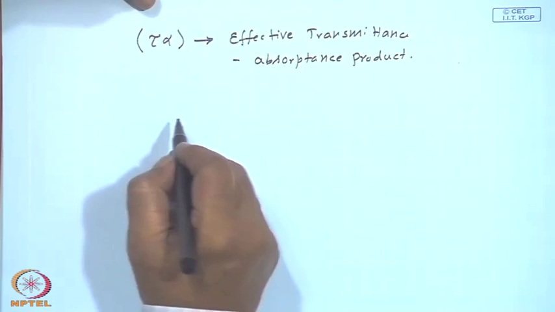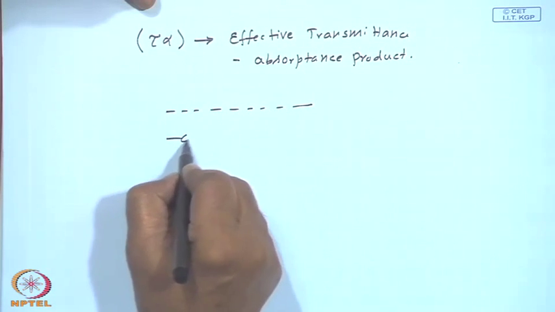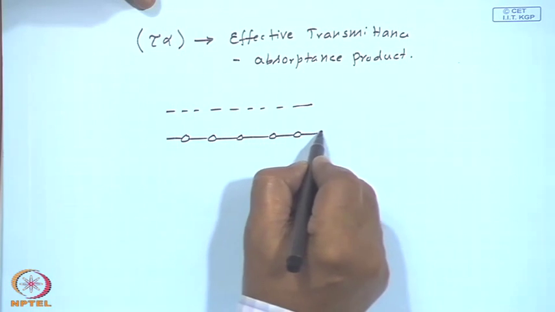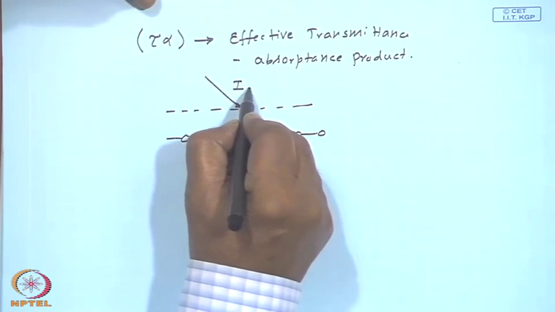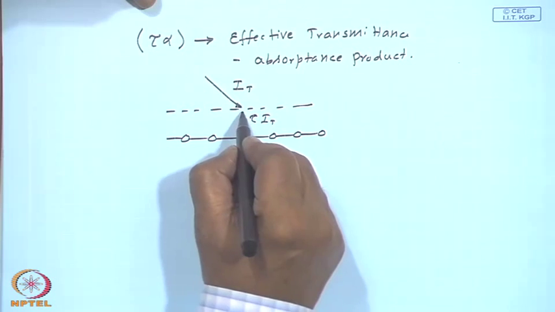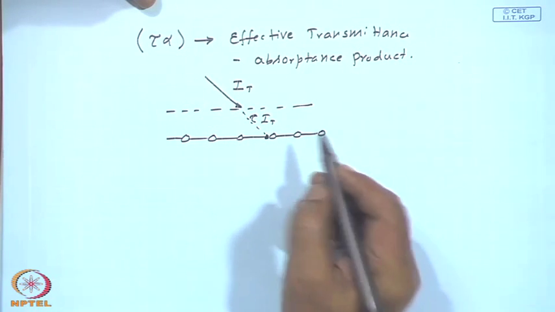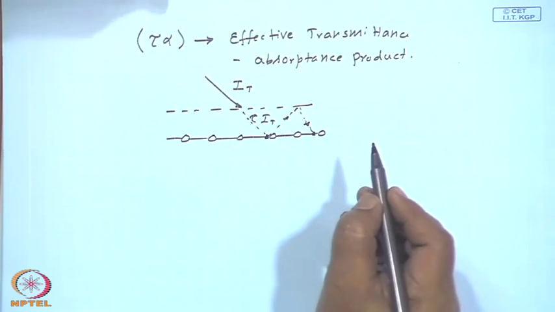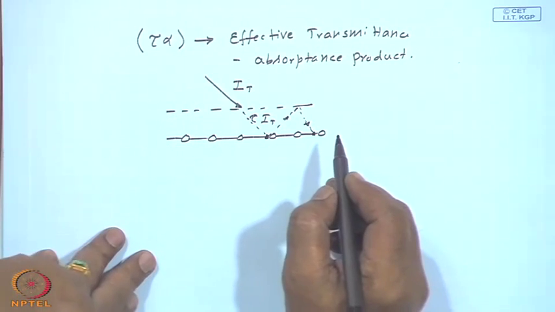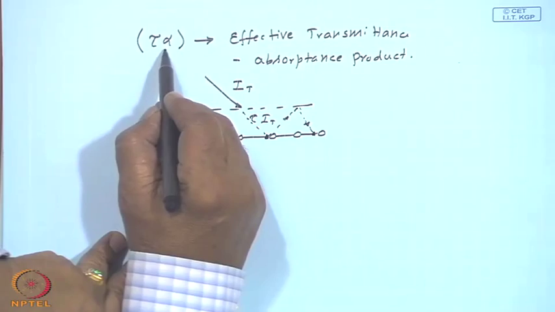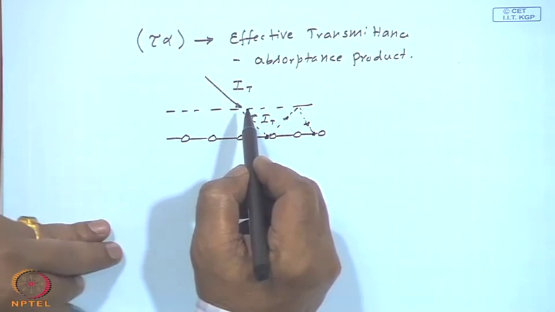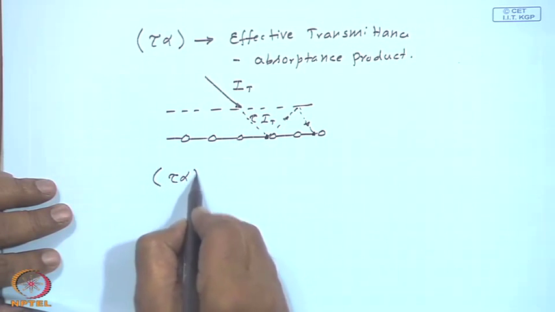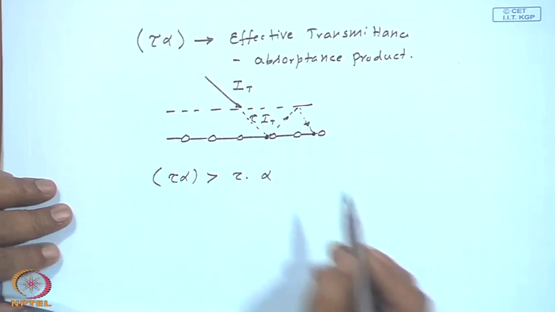Why effective? If you have a glass cover and then an absorbing surface, and incoming radiation of I_T, tau into I_T reaches this surface. Part of it is absorbed, part of it is reflected, again a part of it is re-reflected, so a part of it is again absorbed. So, there will be multiple absorption and reflection processes, thereby making, instead of tau into alpha, an effective tau alpha. Effective tau alpha into I_T is the absorbed radiation by the surface, which will be slightly more than tau into alpha. Sufficient to know at this stage this much, though we shall later on see how to calculate this.